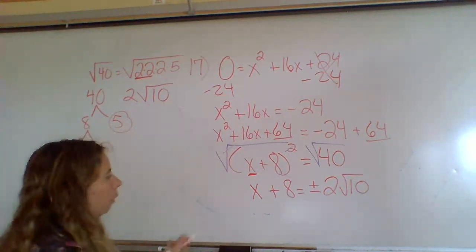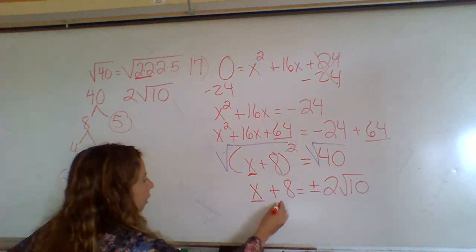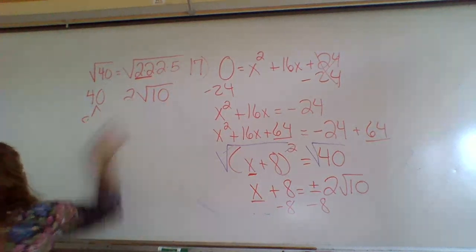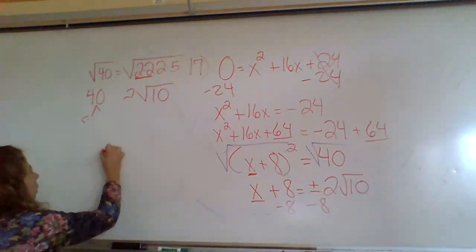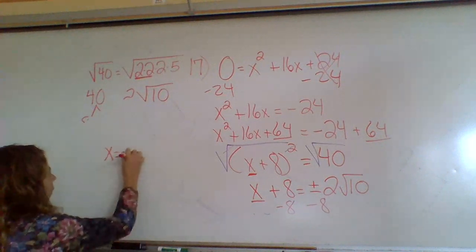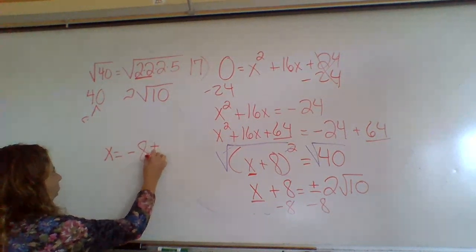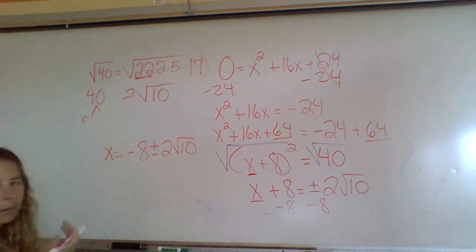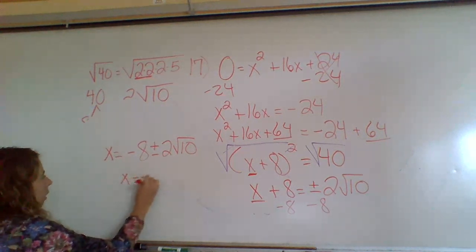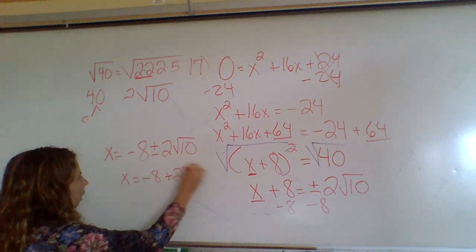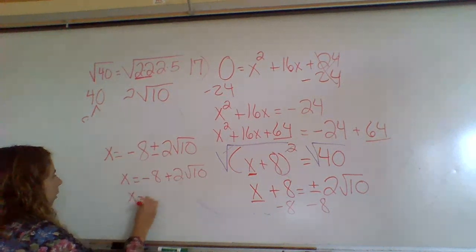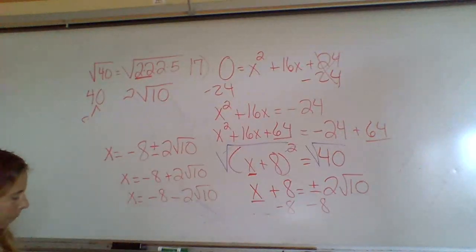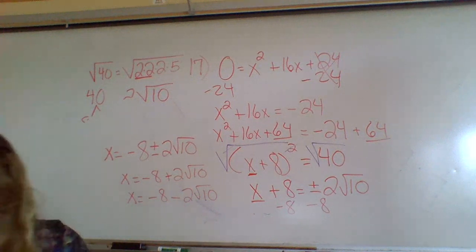Okay? Your last step, because we're solving for x, is you're going to subtract 8 from both sides. Let me erase this. Okay. So you get x equals negative 8, plus or minus 2 square root 10. If you want to write it separately, you can. It would be x equals negative 8 plus 2 square root 10, and x equals negative 8 minus 2 square root 10. Okay? So that was number 17.